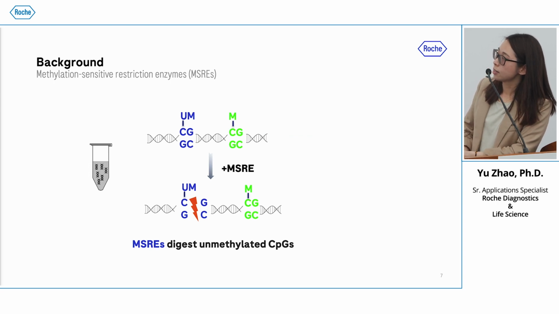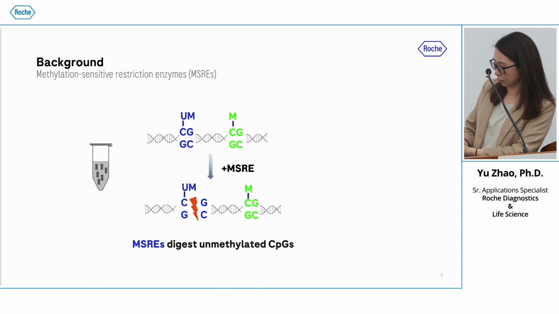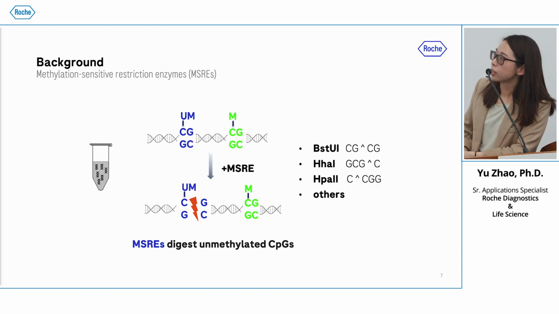Methylation-sensitive restriction enzymes are used to analyze the methylation status of cytosine in CpG sequences. As their name implies, they only selectively digest unmethylated CpGs, leaving methylated cytosine intact. There are many commercially available enzymes, each with distinct cutting sites.